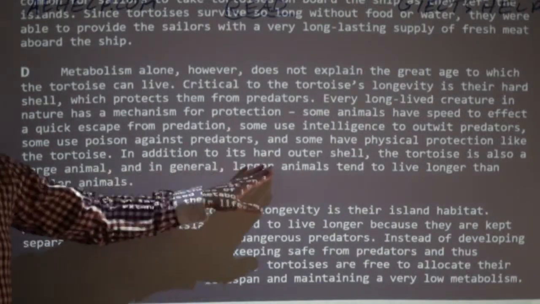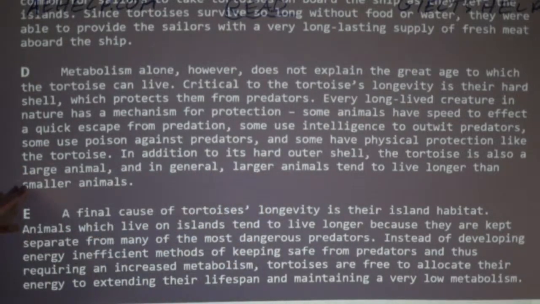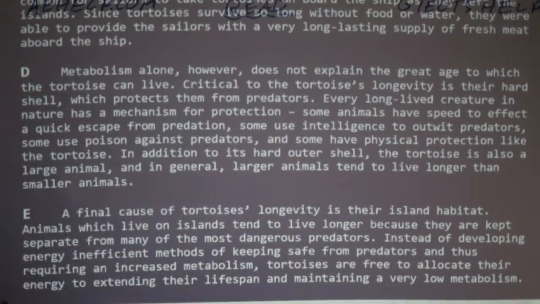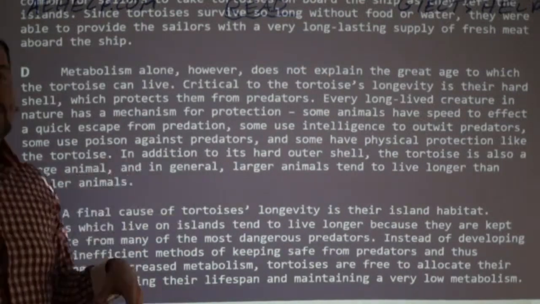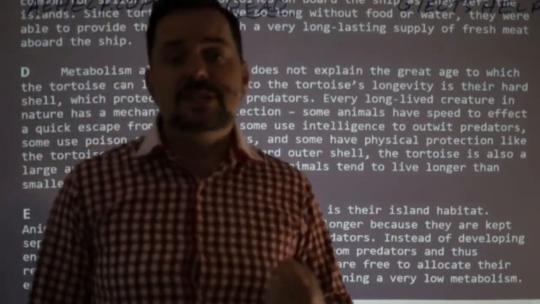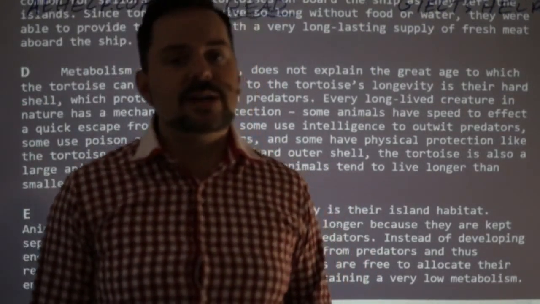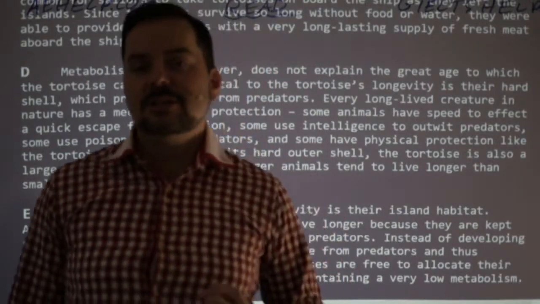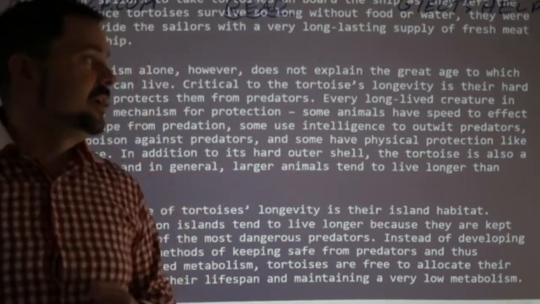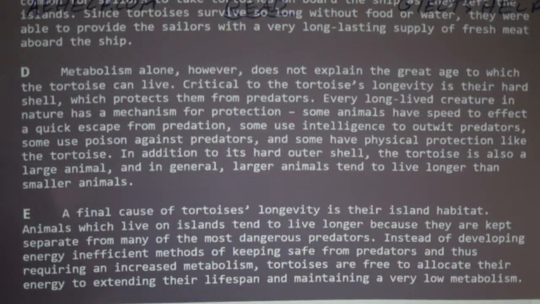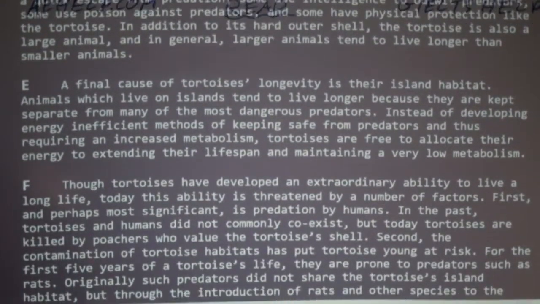In addition to its hard outer shell, the tortoise is also a large animal, and in general, larger animals tend to live longer than smaller animals. Okay, so again, lots of good visualization here of these protective mechanisms. Tonto is a super tortoise. Tonto has all of these defense mechanisms. Tonto can spit poison, can make a darting escape if needed, meaning a quick escape. And Tonto is very clever. Okay, Tonto's got math skills.